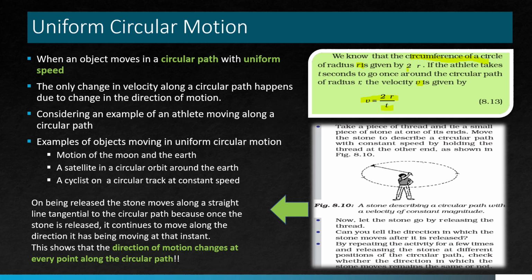Okay. Now, what can be examples of uniform circular motion? The examples could be the motion of the moon and the earth. They are quite uniform, they are quite fixed. They happen as they happen. A satellite in a circular orbit revolving around the earth, or a cyclist cycling at a constant speed on a circular track. All of these are examples of uniform circular motion.